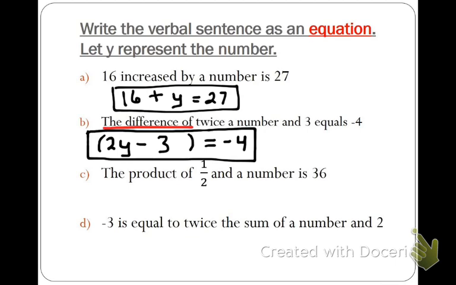The product of half and a number is 36. Do you see any of my parenthesis words, the sum of or the difference of? No. Do you see any turnaround words that have the word than in it? No. So I am just working from left to right. The product of half and a number. Product of. Jakari, what is my key operation for product of?